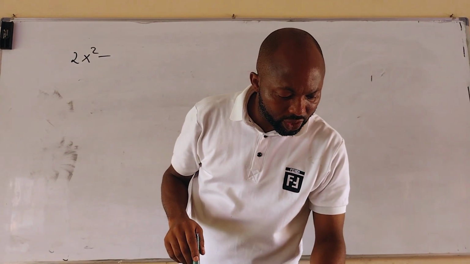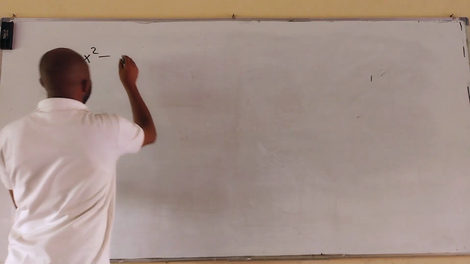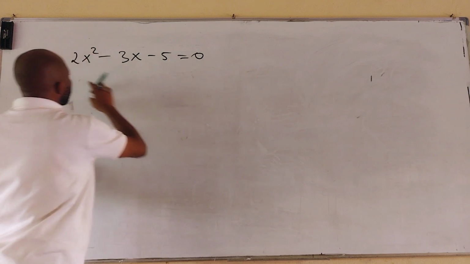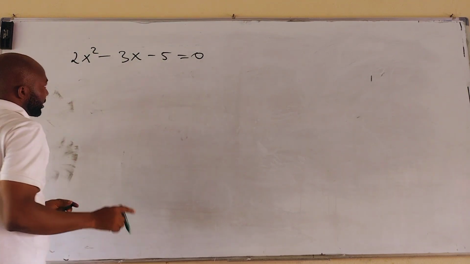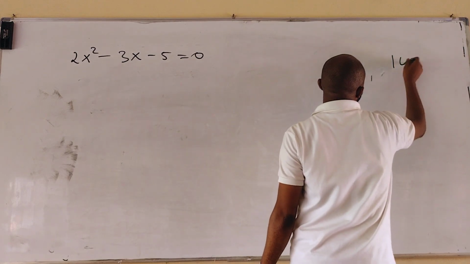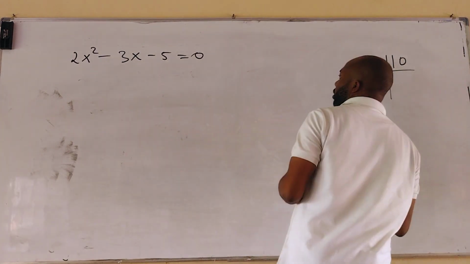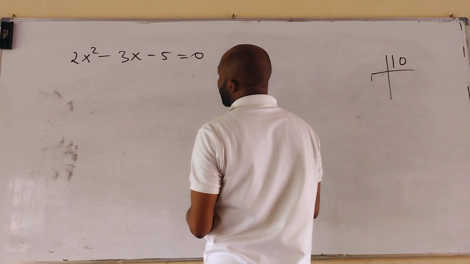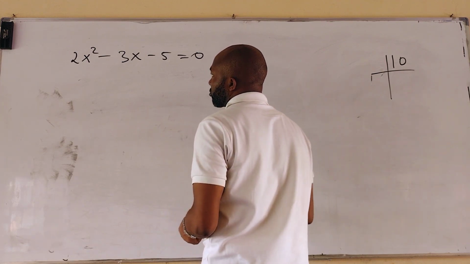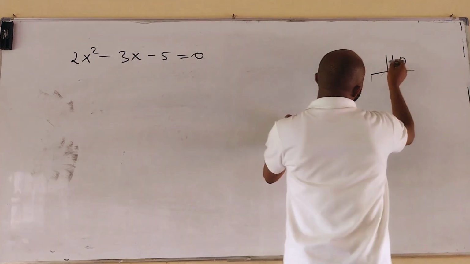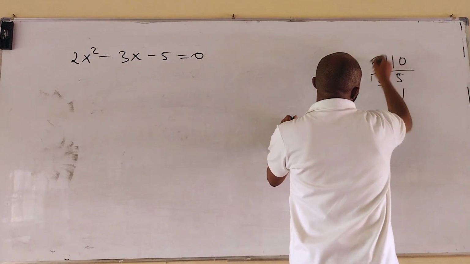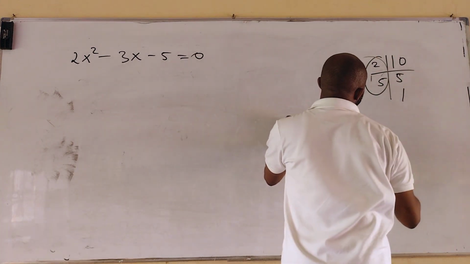2x squared minus 3x minus 5 equals 0. So we multiply the 2 and 5, and this gives us 10. I'm looking for two numbers that when I add them, I have minus 3, and when I multiply them, I have minus 10. 10: 2 goes here, gives me 5; 5 goes here, gives me 1. So those two numbers are 2 and 5.